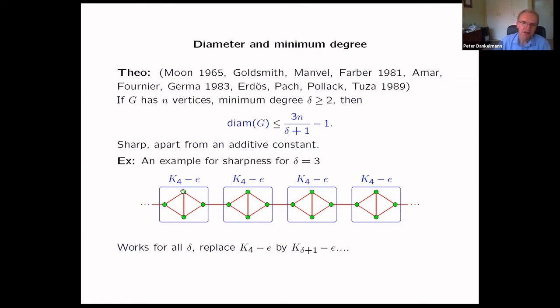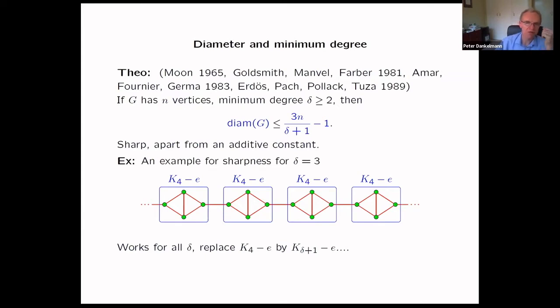And each of these little K4 minus e has obviously 4 vertices. If I put one more of these boxes here, it will increase my diameter, which is the distance from the very left to the very right, by 3. So by adding in 4 more vertices, I will increase the distance by 3. And that's why I have a diameter of about 3 over 4 n.